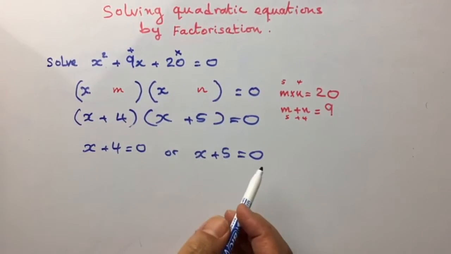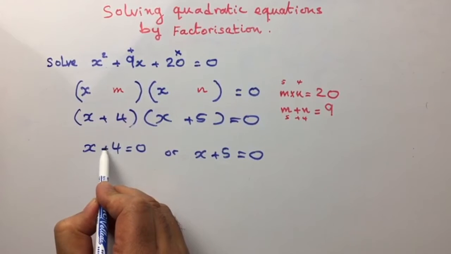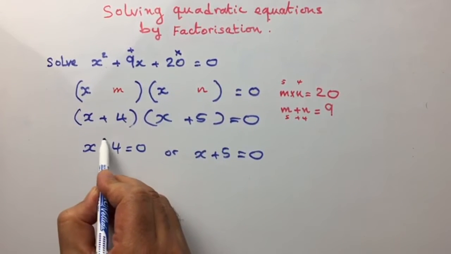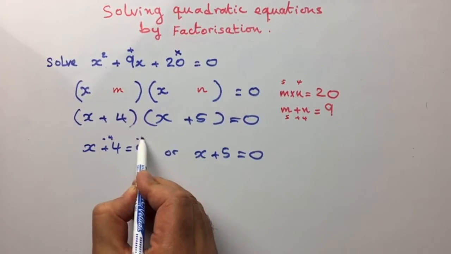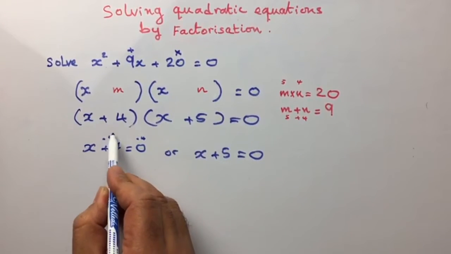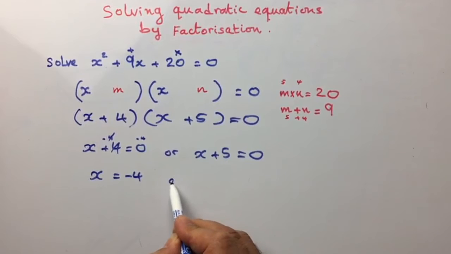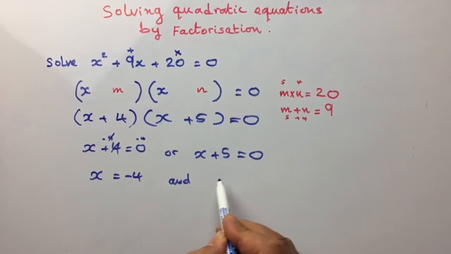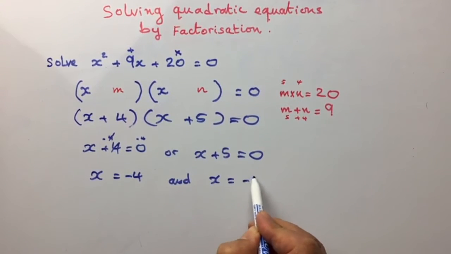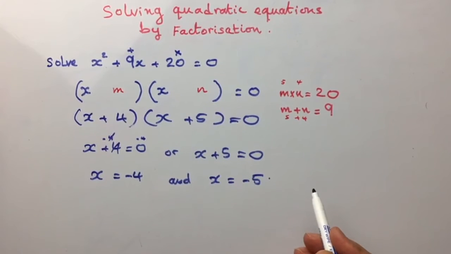And then it's almost done, just one more step. Subtract 4 from both sides, and then this cancels, and you will have x equal to minus 4, or x equal to minus 5. Okay, so those are the solutions.